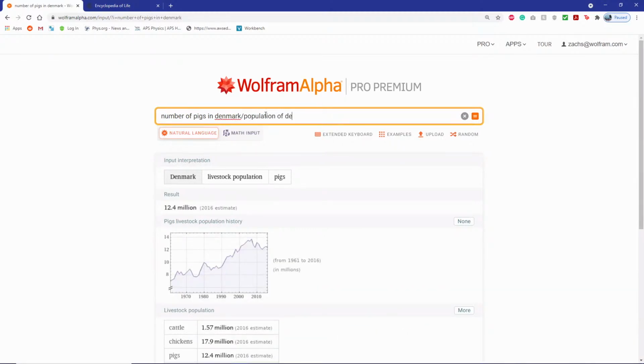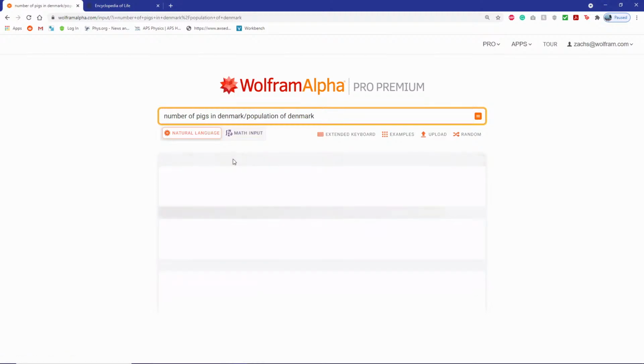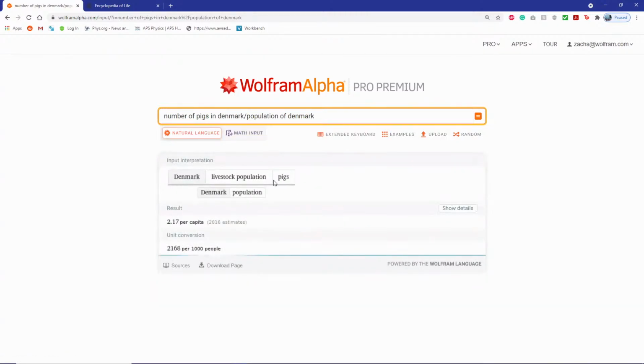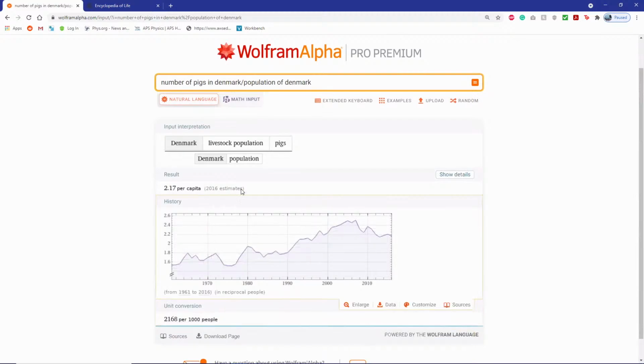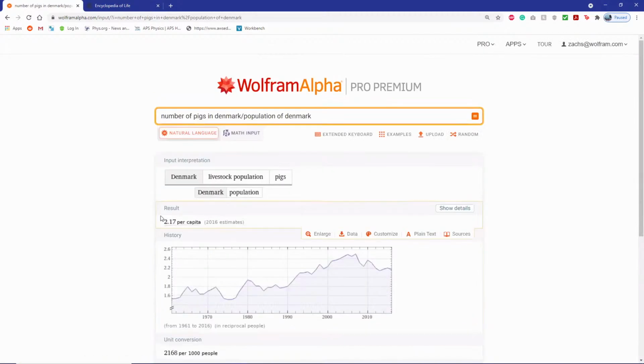I'm really sure there's more pigs than people in Denmark. There's a couple more. 2.17 pigs per capita, pigs per person. So there you go. That's cool. So there's a fun fact for you. There's more pigs than people in Denmark.